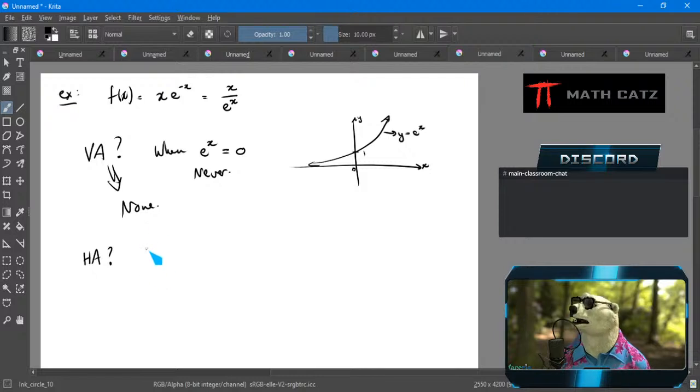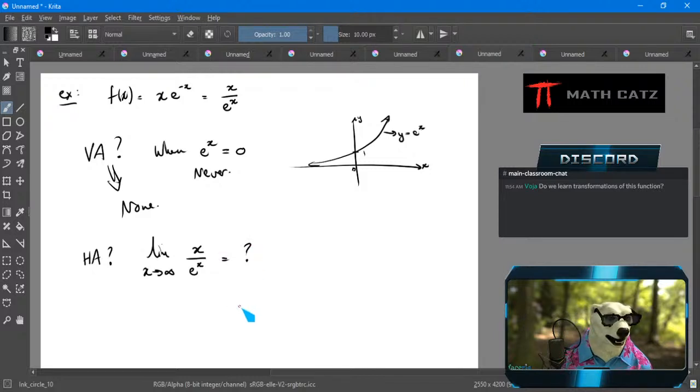The horizontal asymptote question is a different ballgame for this kind of function. Now I'll set it up because that's what I have to do. And I have to do the negative one as well, but one thing at a time. So this is the question, right? Do we learn transformations of this function?